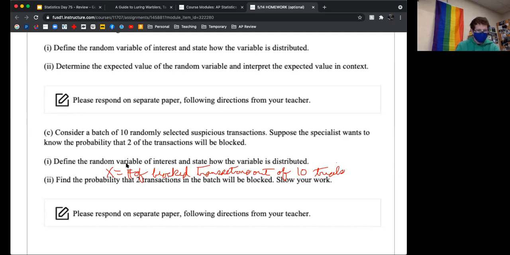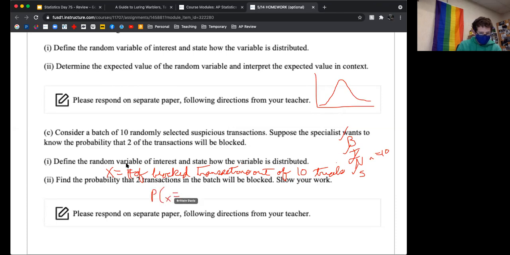Okay. So what we have is a set number of trials. I'm just writing BINS real quick. So it's binary. It's either blocked or not. Independent, that was stated. Same probability each time, 0.4. Set number of trials, n equals 10. So this is classic binomial. And this one is going to be approximately normal, but you have to have enough trials to make it look approximately normal.